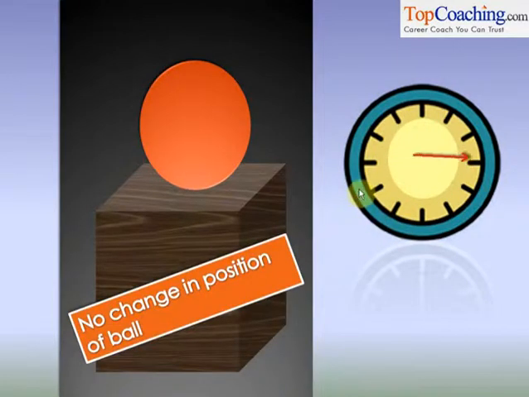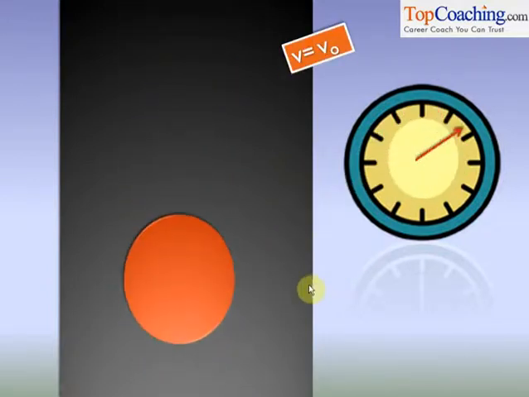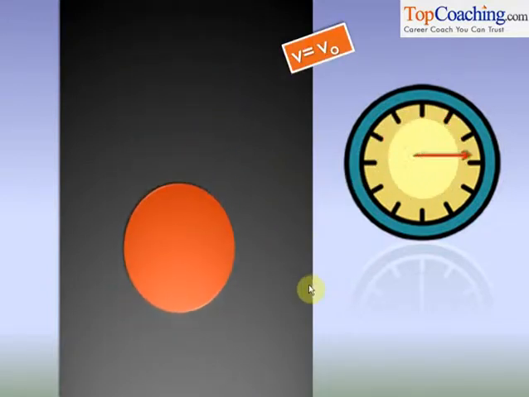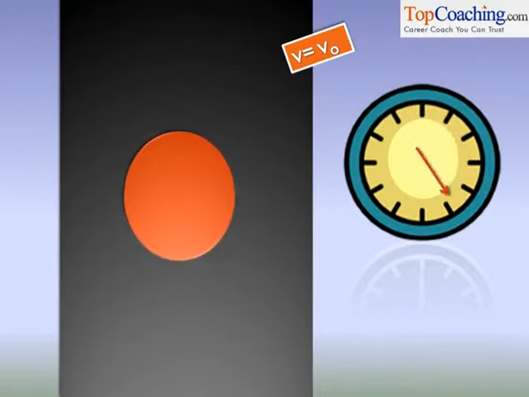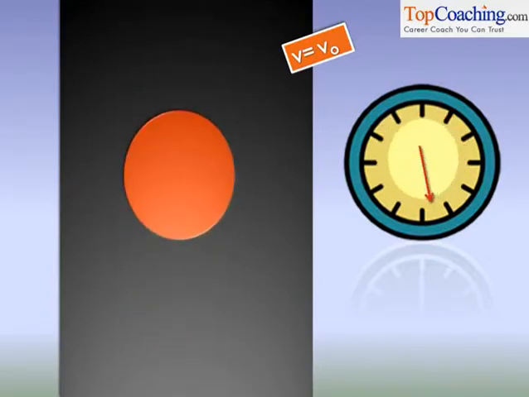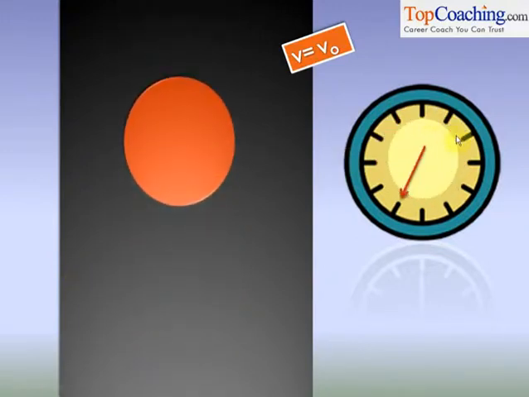Similarly, if a body is moving with constant velocity, like this, say v equal to v naught, then the body will continue moving with constant velocity v equal to v naught unless an external force acts on it, unless an external force reduces its velocity or increases its velocity. That's Newton's first law. It's also called the law of inertia.